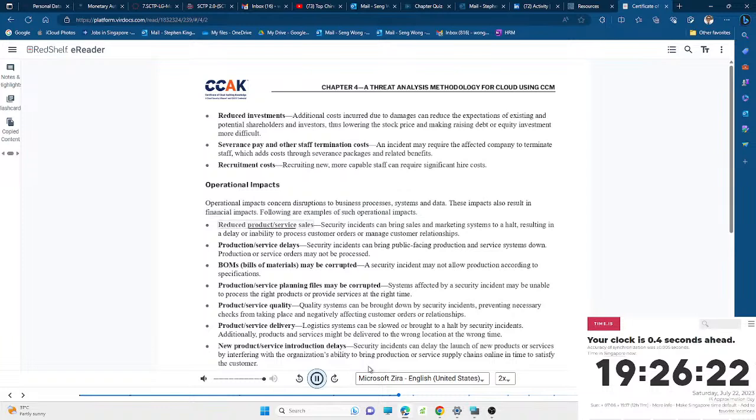Reduced product/service sales. Security incidents can bring sales and marketing systems to a halt, resulting in a delay or inability to process customer orders or manage customer relationships. Production/service delays. Security incidents can bring public-facing production and service systems down. Production or service orders may not be processed.